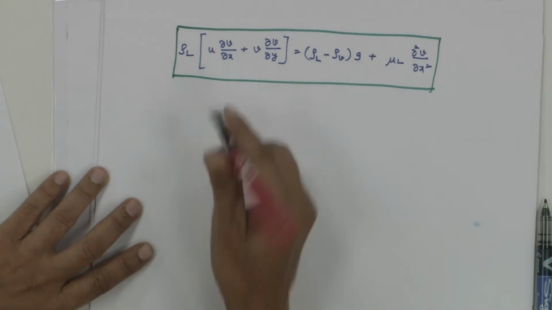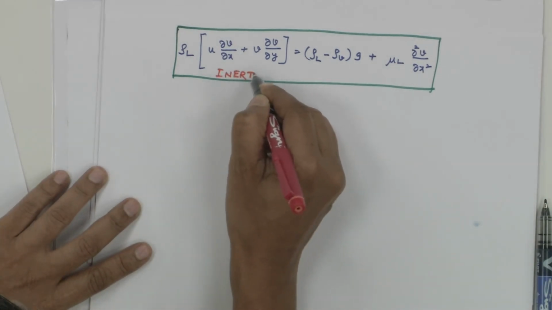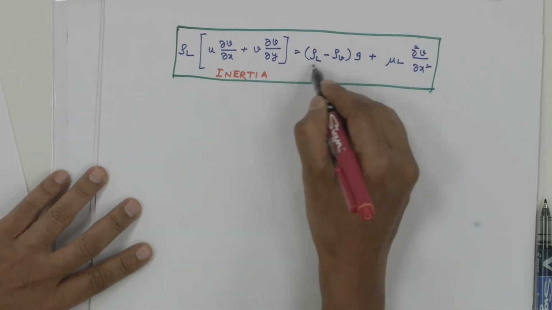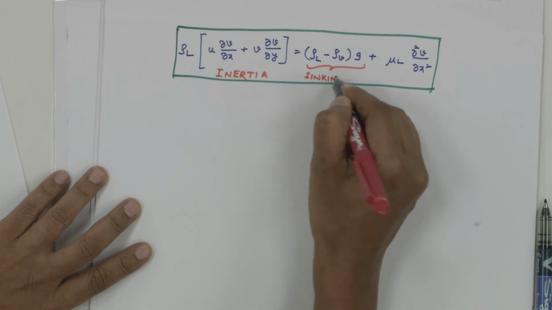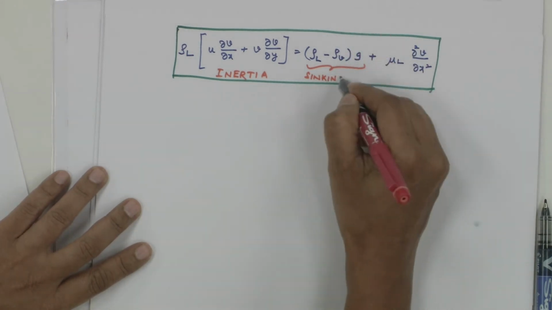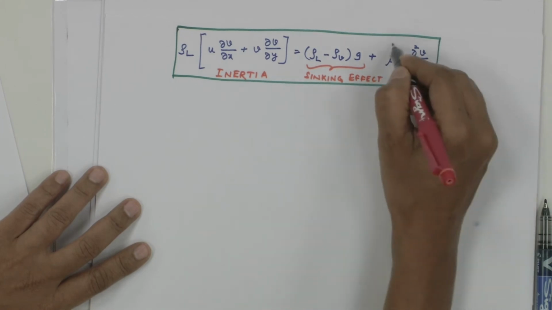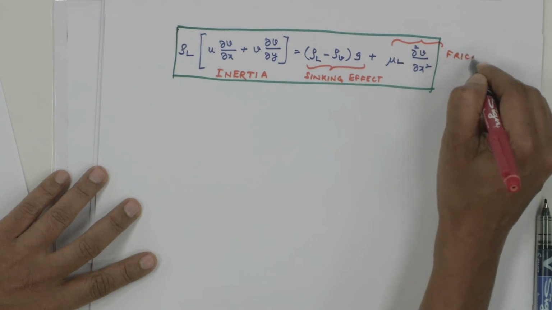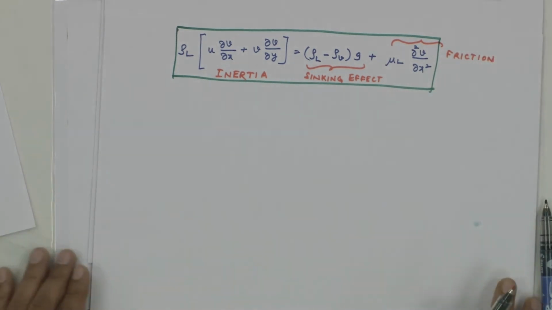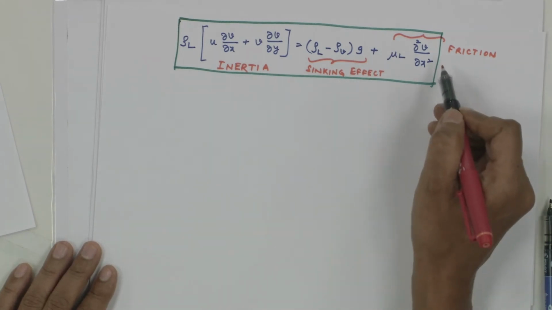So what is this term representing? This term represents inertia. And what is this term representing? This is the sinking effect. Because of that sinking only, it falls down. And what is this term representing? Friction. That is because of viscosity. So it is an interplay between inertia, sinking and friction.